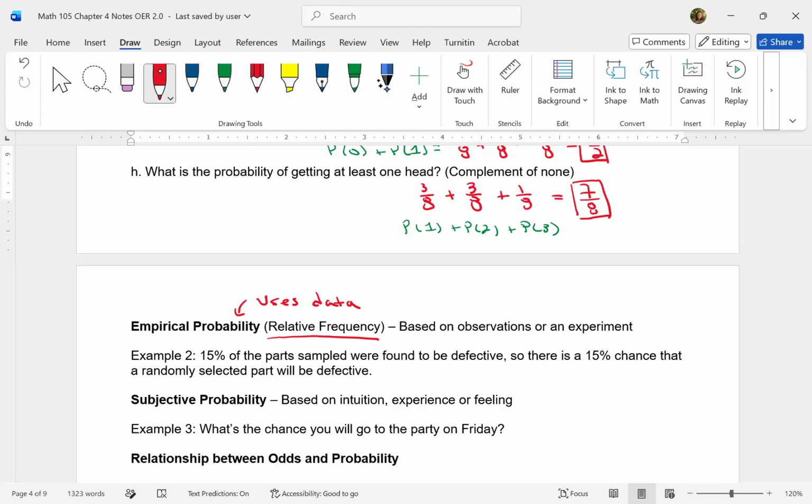or feelings or intuition. So in this case, an example would be, what is the chance you're going to go to a party on Friday? Depending on who you're talking about, that's going to depend, right? Maybe you love parties. Maybe you're really social. And maybe the party is being thrown by your best friend. So, of course, you're going to go.